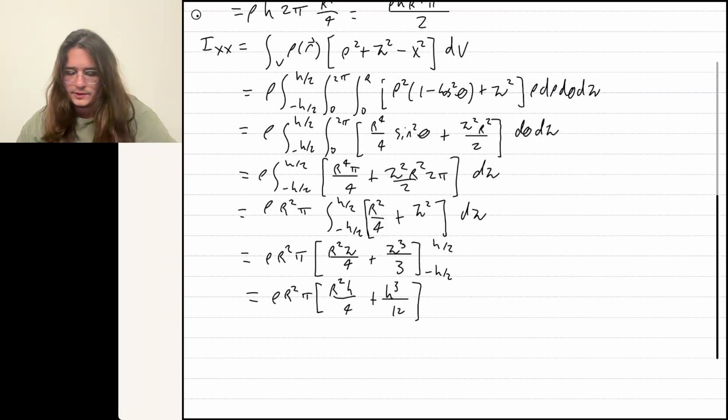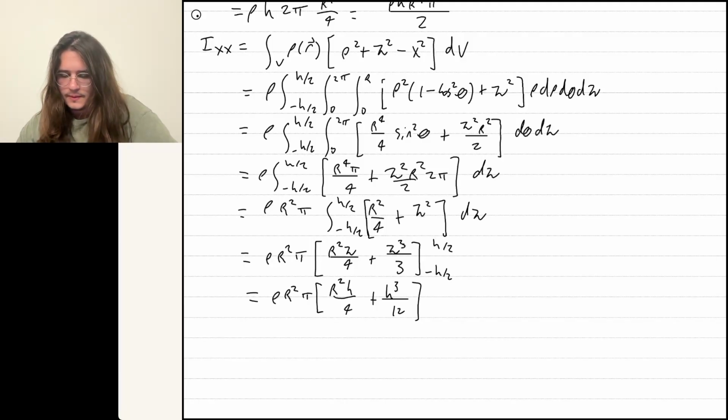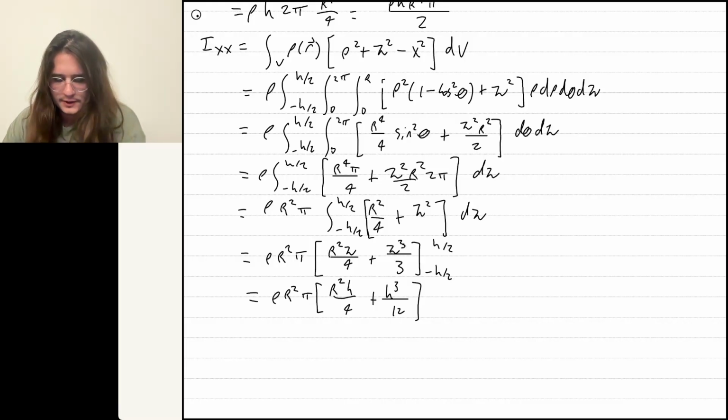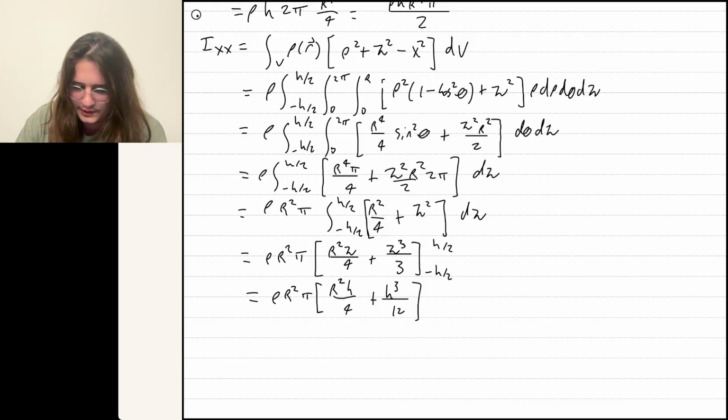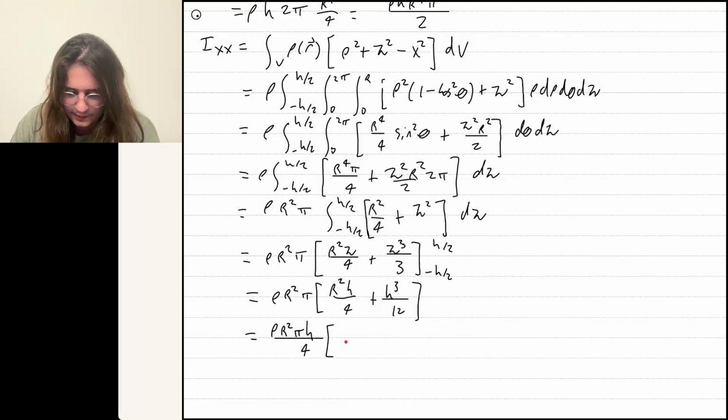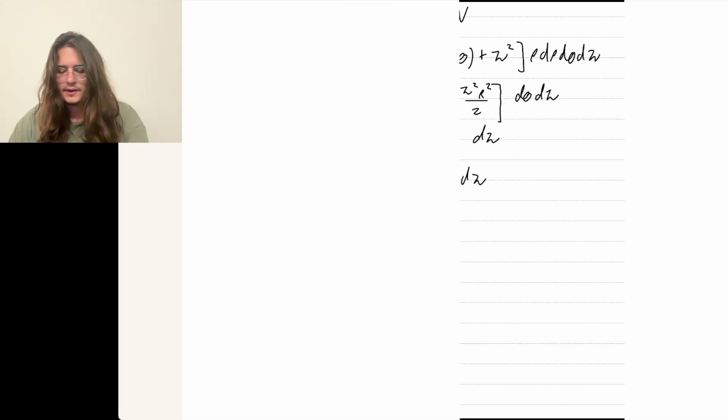So let's also now pull out the factor of h, and 1 over 4 now, to get rho r squared pi h over 4 times r squared plus h squared over 4. No, 3. You see what I mean when I said this problem was a little bit more involved?